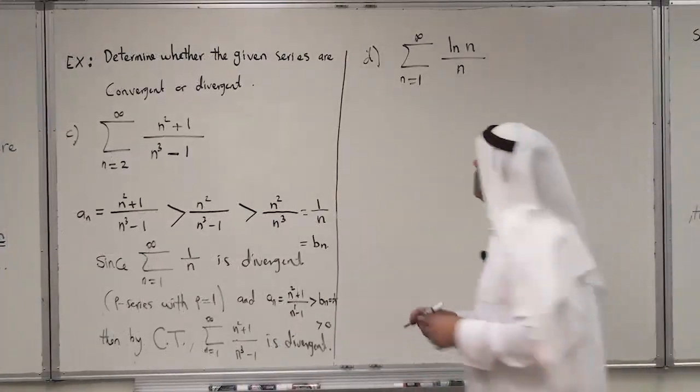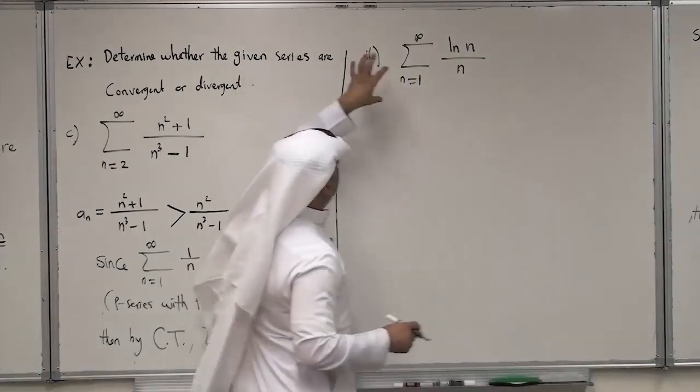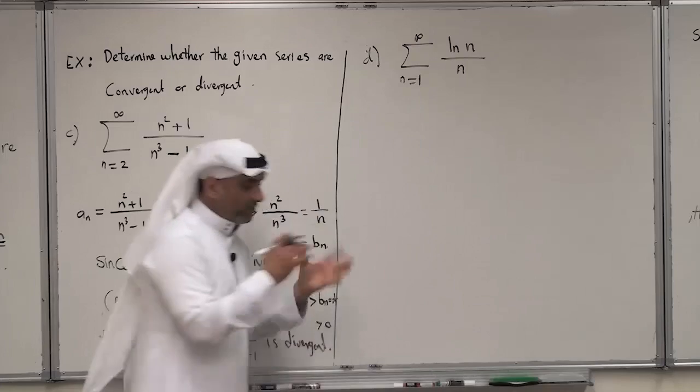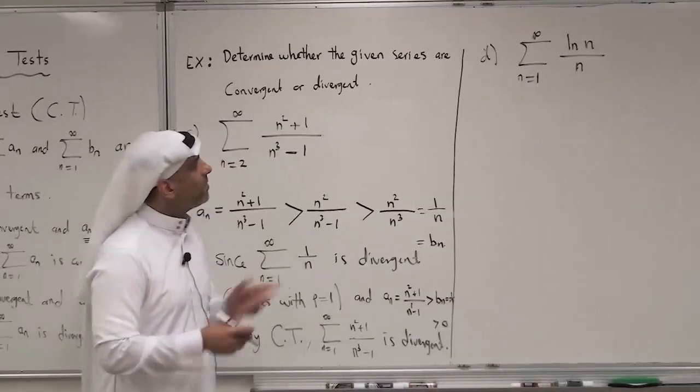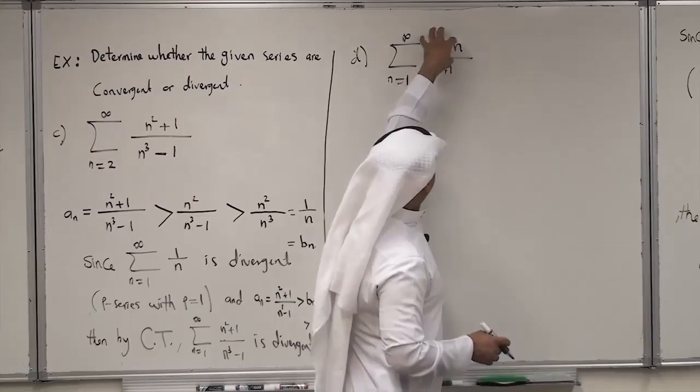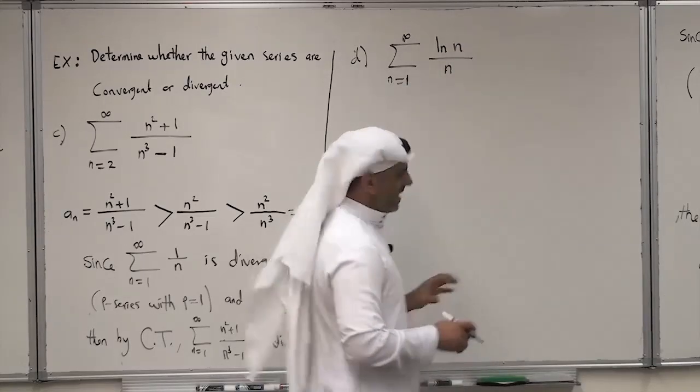Okay, let us see this nice question. It says, investigate the series, the summation from n equal to 1 up to infinity of ln of n over n. Is it convergent or divergent? Ln of n over n. Ln of n times an, let us say.